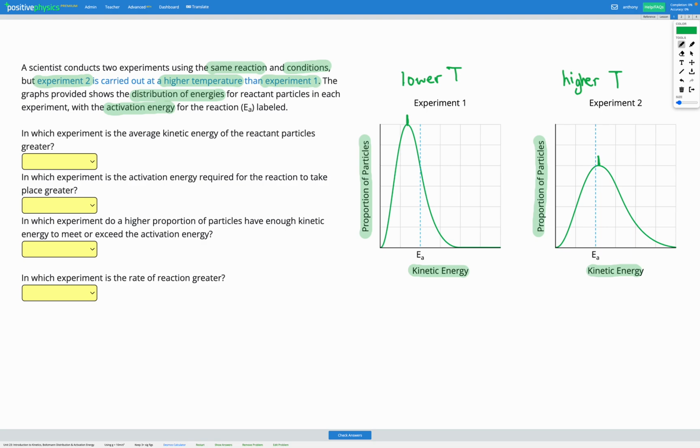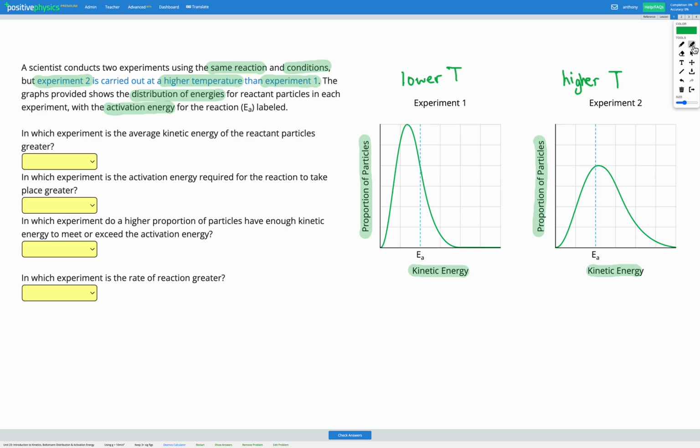And since kinetic energy is on our x-axis, that means we have a lower kinetic energy at the peak for experiment 1. And for experiment 2, since the peak is further to the right than it is for experiment 1, and again, the x-axis is kinetic energy, that means that the peak has higher kinetic energy in experiment 2. So that's kind of like our average kinetic energy. It's higher in experiment 2 than it is in experiment 1. And temperature is a measure of the average kinetic energy of the particles. So that part makes sense.